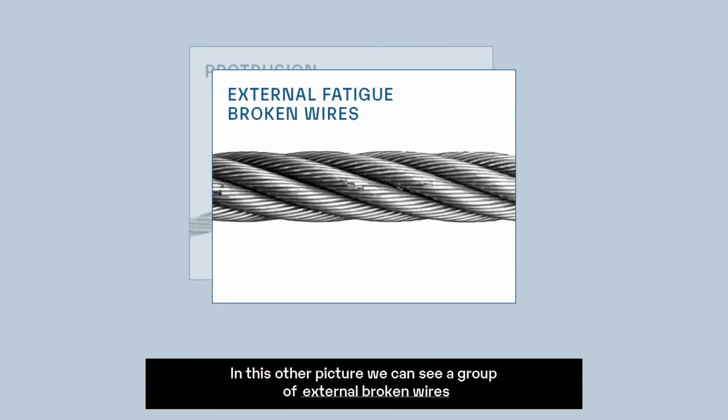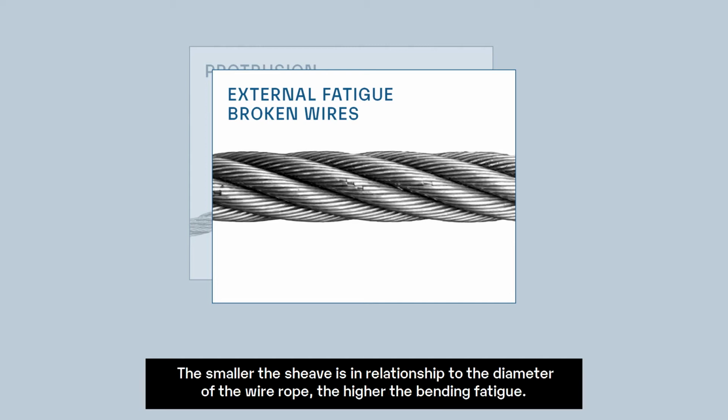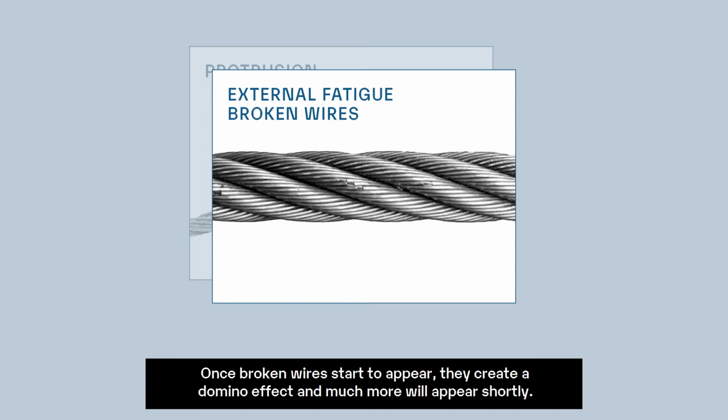In this other picture, we can see a group of external broken wires. The square ends of the wires suggest they are fatigue breaks. Hoist wire ropes are subject to a lot of repetitive bending over sheaves, which causes the rope to develop cracks in its outer wires. The smaller the sheave is in relationship to the diameter of the wire rope, the higher the bending fatigue. Once broken wires start to appear, they create a domino effect and many more will appear shortly.